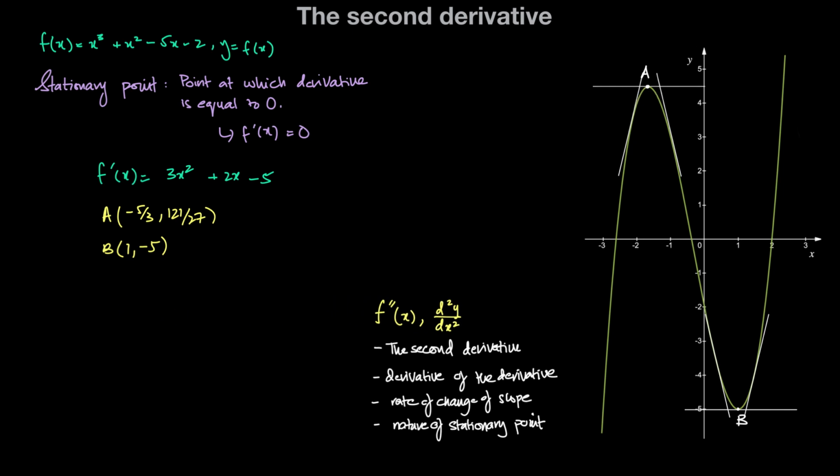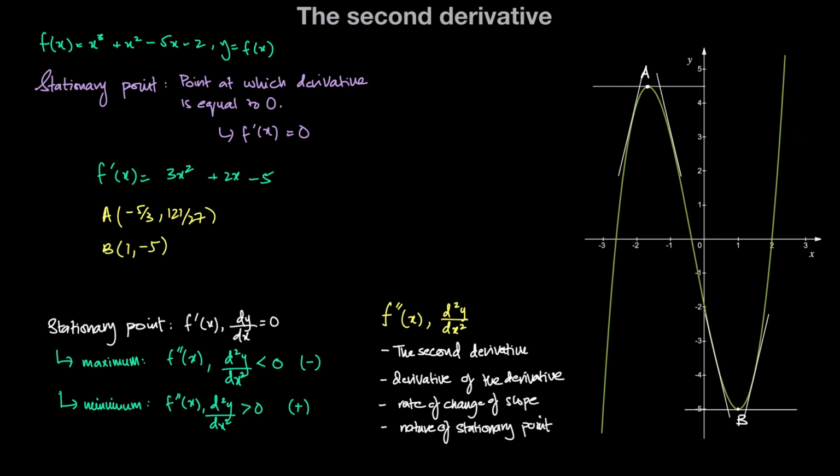So that means that if we have a maximum point, we know the maximum point is a stationary point, but at the maximum point, the rate of change of the slope is negative. In other words, around the maximum point, the slope is decreasing. There is a negative change in the slope. Hence, the second derivative is negative. So if the second derivative of a function is negative at a stationary point, then we can say that that stationary point is a maximum point.